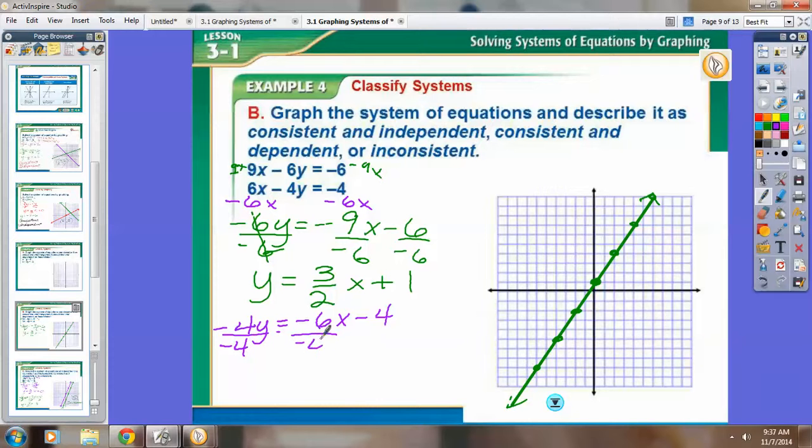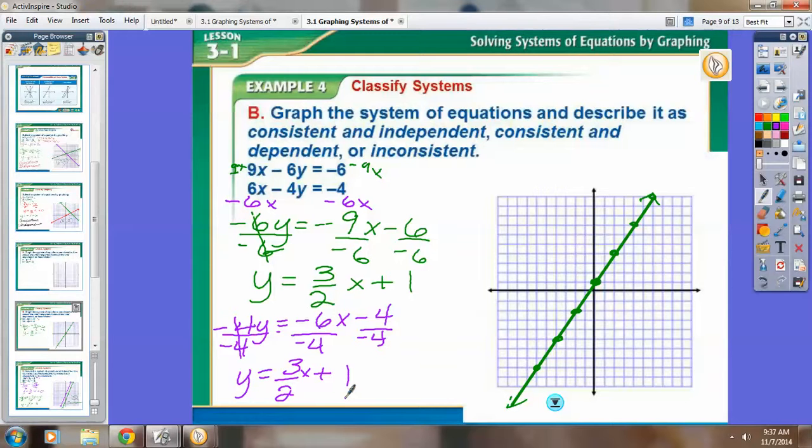Divide everything by a negative 4. Y equals negative divided by negative can be a positive, and 6 divided by 4 is really 3/2 x. Negative 4 divided by negative 4 is 1. You notice anything about these two equations? It's the same. Exactly the same, aren't they? They're not close, they're exactly the same.